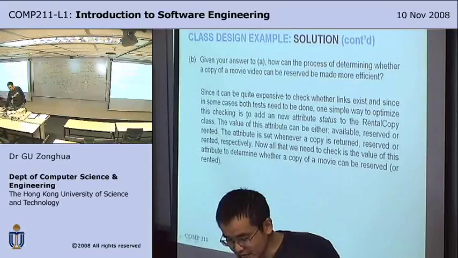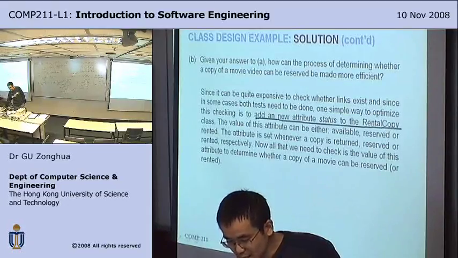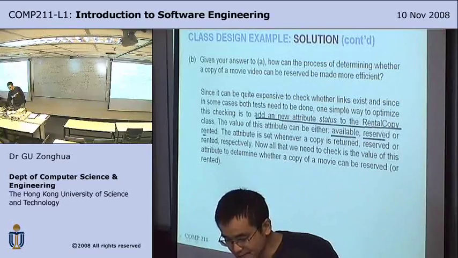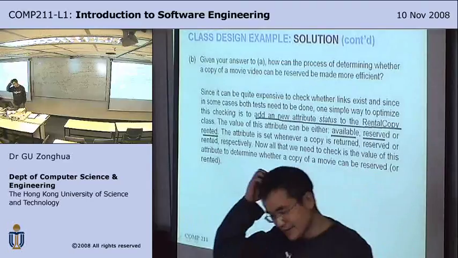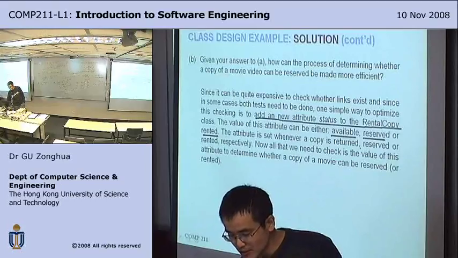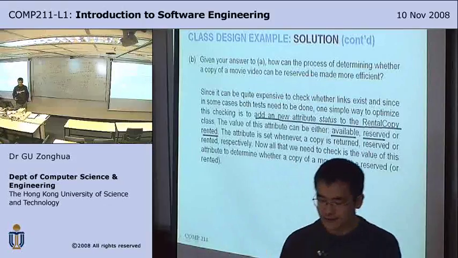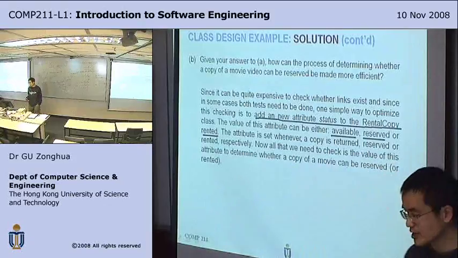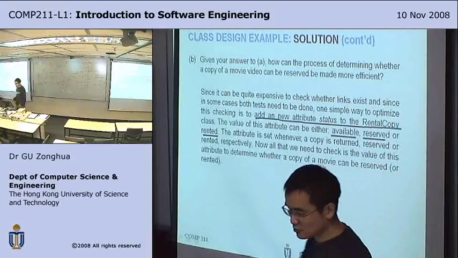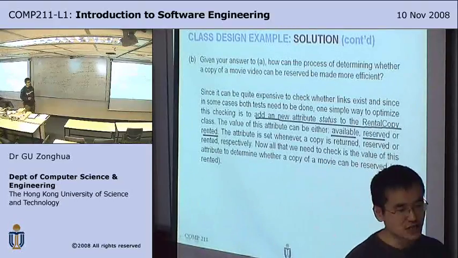So you can optimize the checking by adding a new attribute, status, to the rental copy class. The value can be either available, reserved, or rented. It can be an enumeration type, and it's set whenever a copy is returned, reserved, or rented. So now we need to check the value of this attribute to determine whether a copy of a movie can be reserved or rented, instead of checking for links every time.